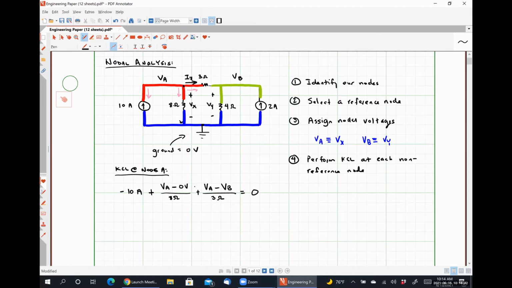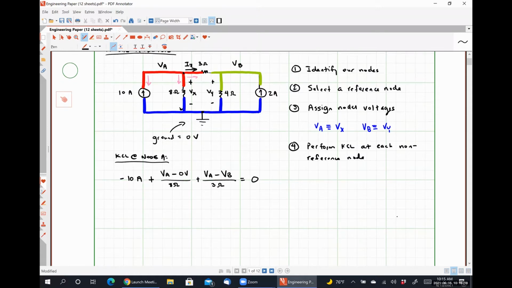Similarly, for the current flowing from left to right through the 3-ohm resistor, it starts at node A, flows through the 3-ohm resistor, and ends at node B, which is why I have VA minus VB. And then I divide that by the resistor value of 3 ohms. I add those three currents together because I'm using Kirchhoff's current law and set them equal to zero. And so now I have one equation with two unknowns, VA and VB. So what I'll do next is I will write a KCL equation at node B.